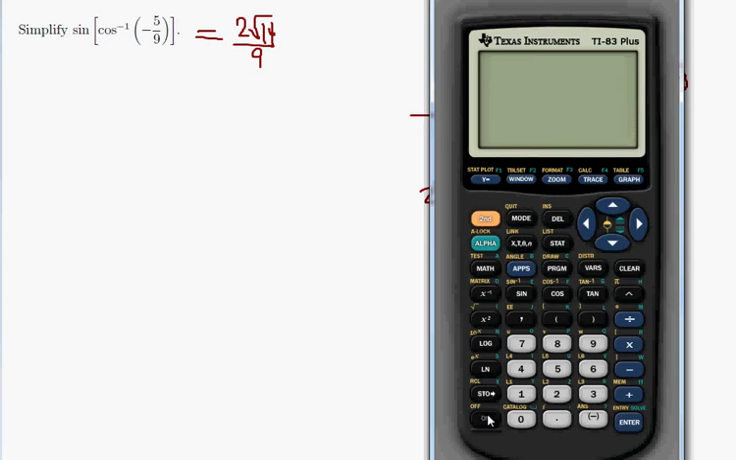Now let's do a quick check to see if that actually matches what we have in the calculator. So if I take the sine of the arc cosine of -5/9, that works out to be this decimal. If I take 2 times the square root of 14 divided by 9, hopefully I'll get the same answer, and it matches. So that is the exact answer, 2 times the square root of 14 over 9.